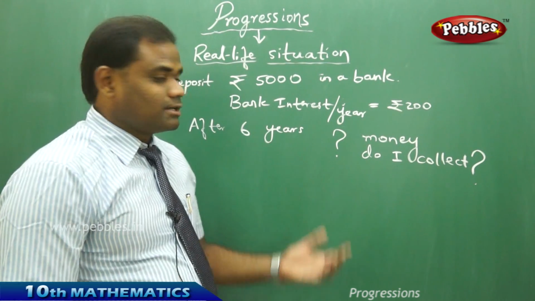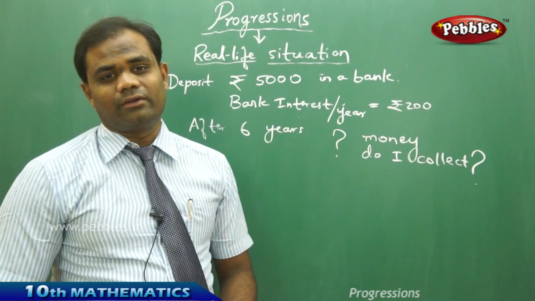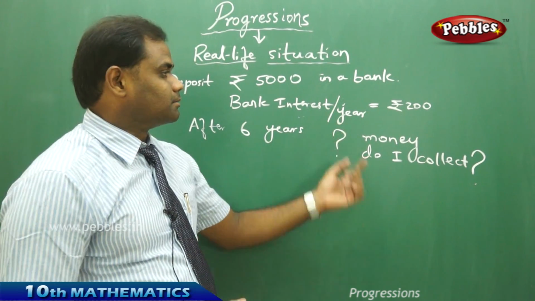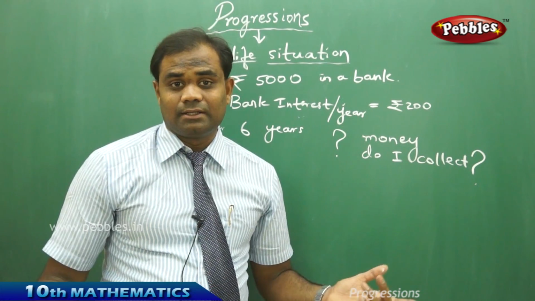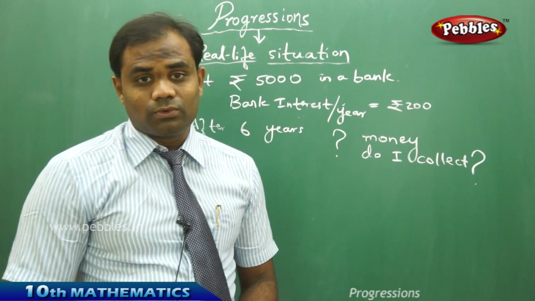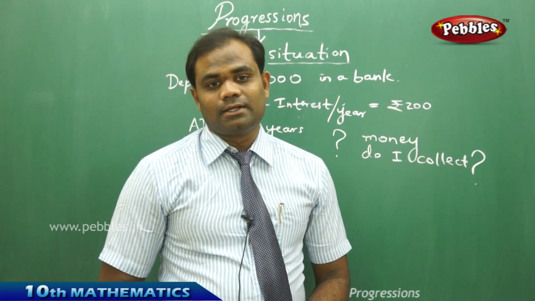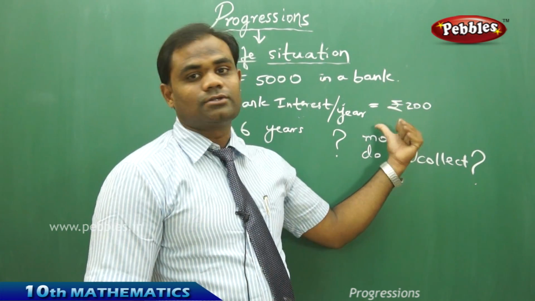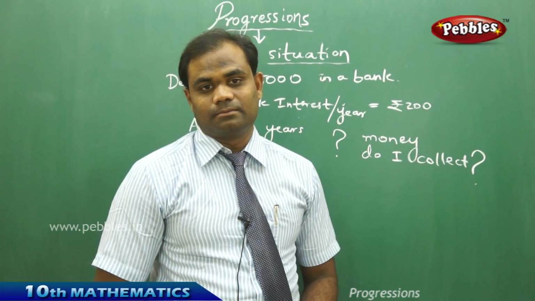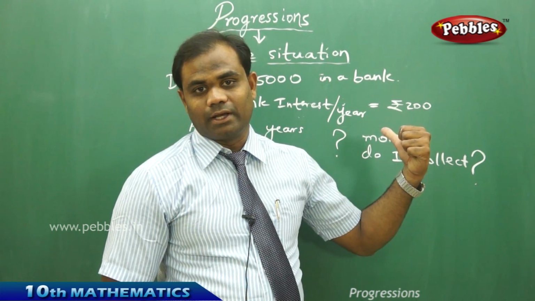So after 6 years, definitely the money increases because the interest rate is 200 per annum or per year. And after 6 years, how much money do I collect? These are the transactions which we do in everyday life. Every household deposits money in the bank, and we use, interestingly, the progressions or the patterns in this real life situational problem. How do we use it is the biggest question for this real life problem.